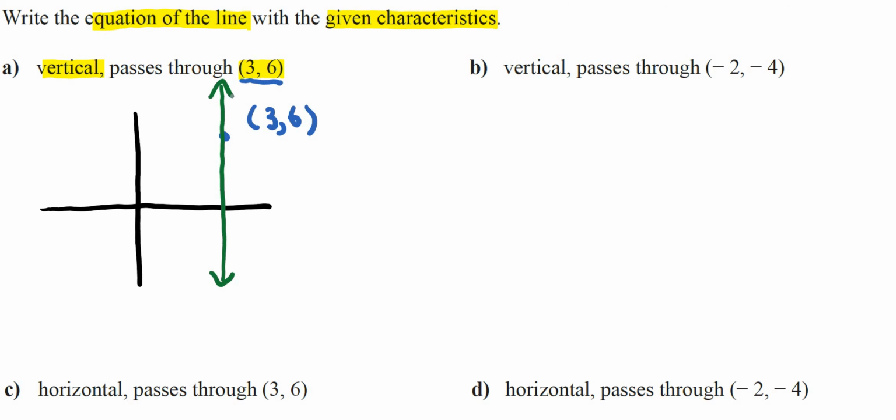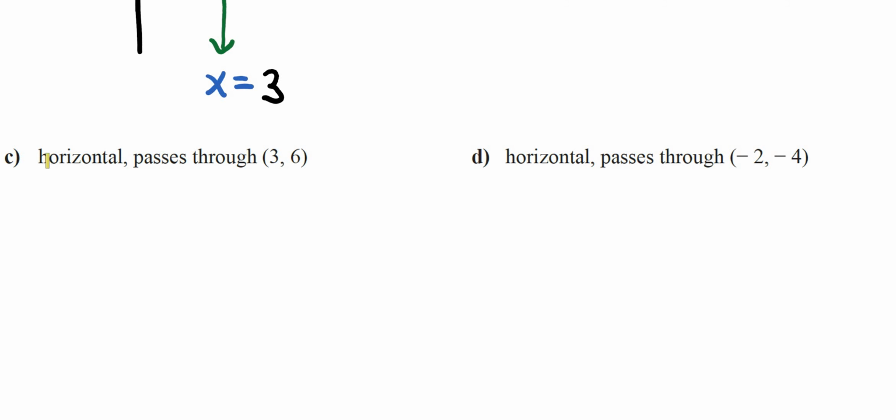Now, what's the equation of that green line? Well, since this is a vertical line, you start off by writing x equals. And how far to the right have you gone? Well, I've gone to the right by 3 units, so my equation is x equals 3. Now, if I look at question number 5c, it's a very similar problem. Question 5c is asking for the horizontal line that passes through the point 3, 6.